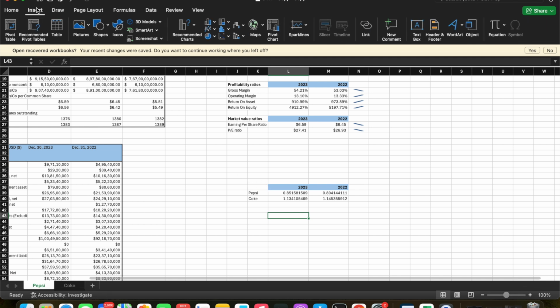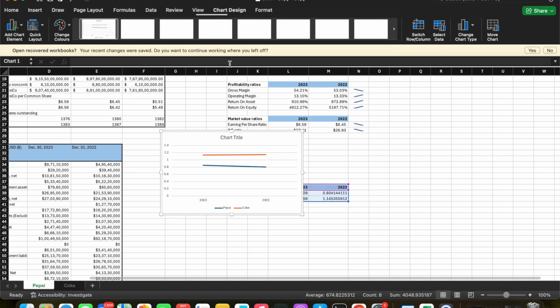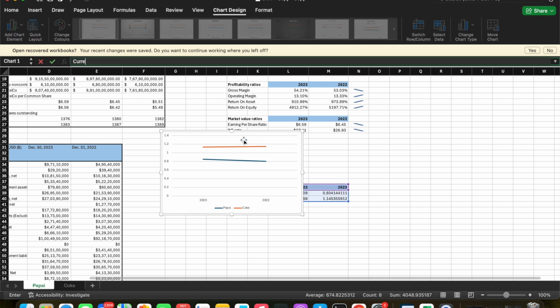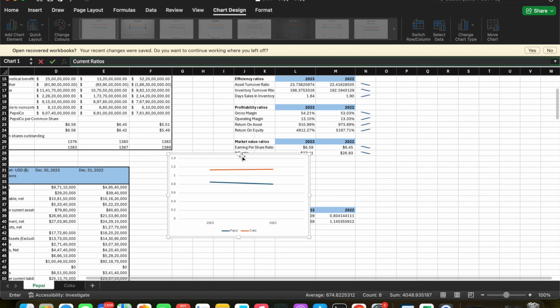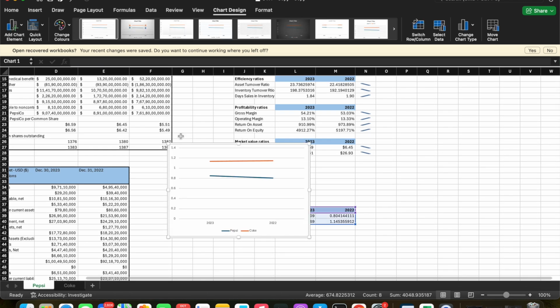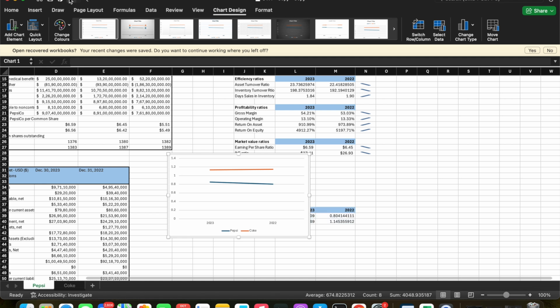So just need to select the data first and then insert line graph. Here you go, we got our line graph here. So here we can make the comparison between the two company, which company is actually doing well in terms of ratio analysis, and we can come up with a conclusion.